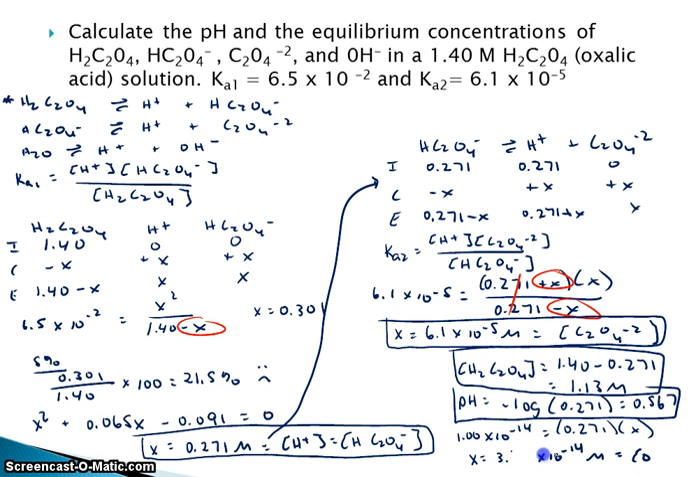Now, a couple things that we want to point out. Make sure that if you're dealing with a concentration, you put units, molarity. And also make sure you define what they are. So this is the concentration of hydrogen and hydrogen oxalate. This is the concentration of oxalate. This is the concentration of the oxalic acid. And this is the concentration of hydroxide ions. Make sure everything's clearly labeled so that all the numbers can be identified.